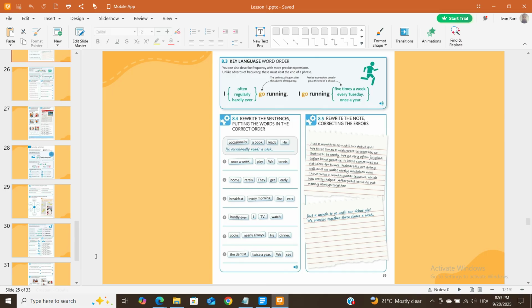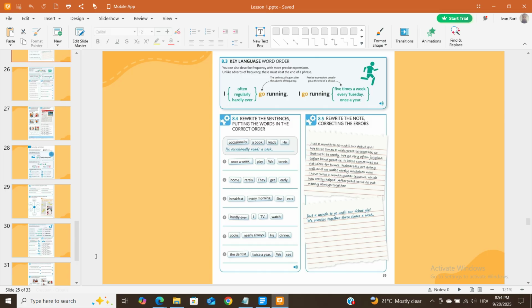8.6 Key language: word order with be. If the main verb in a sentence is be, adverbs of frequency go after the verb, not before it. Adverbs of frequency go before most verbs. I often take the train. The traffic is often very bad. Adverbs of frequency go after the verb be.